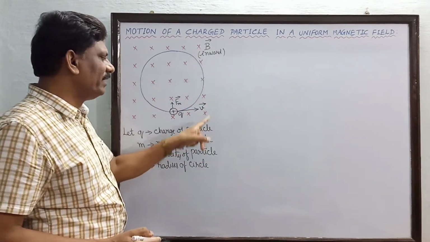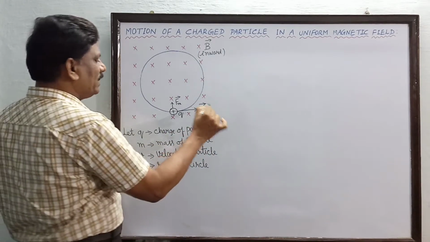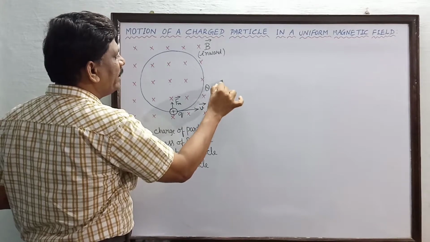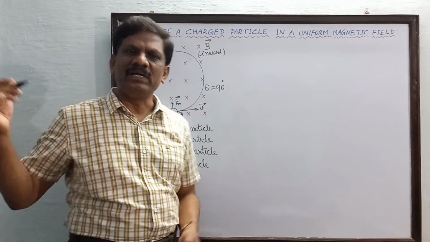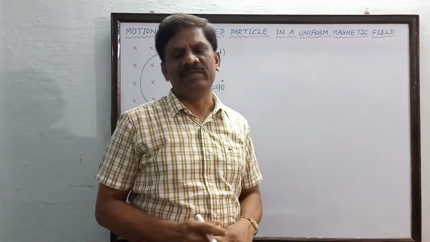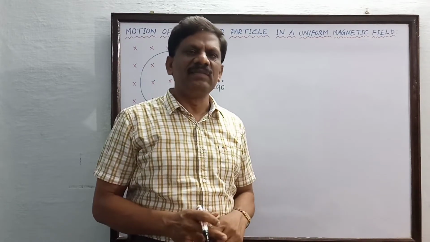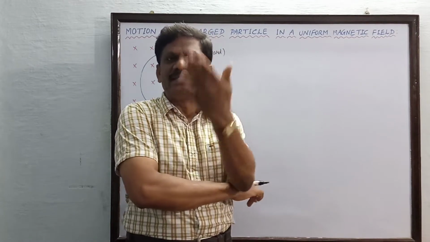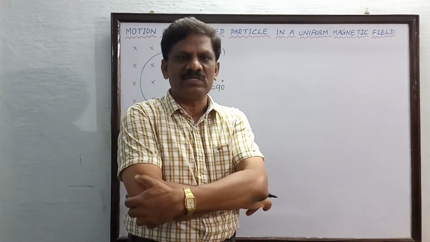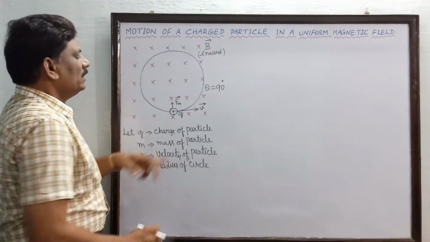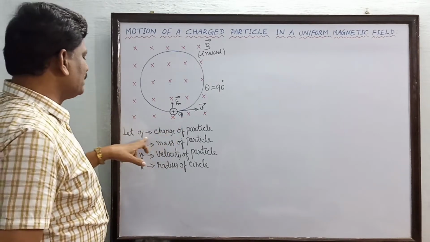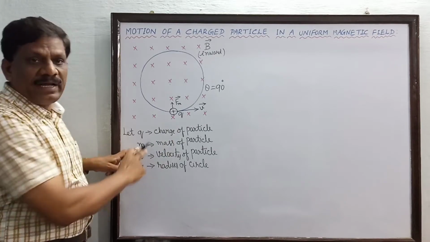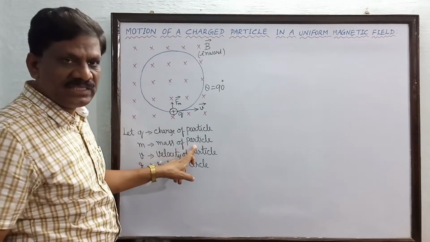the magnetic field. So that here theta is equal to 90 degrees. That means the charged particle is moving perpendicular to the magnetic field. So we have studied that when the charged particle moves perpendicular to the magnetic field, it experiences maximum Lorentz force. Okay. Now Q is the charge of the particle, and M is the mass of the charged particle.